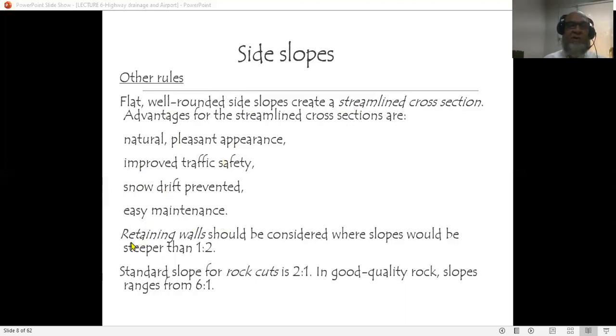Retaining walls should be considered where slopes would be steeper than 1:2. So if you cannot provide a slope of 1:3 or 1:4, consider using retaining walls. The standard slope for rock cuts is 2:1 for good quality rocks, and ranges up to 6:1. So sometimes you have to cut the slope, but you have to cut the slope in this ratio, 2:1.